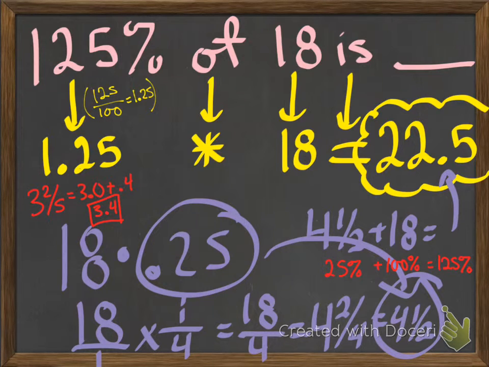We can do the same idea with percentages. 100% plus 25% is 125%. So you can break it up, and that makes doing the mental math a little bit easier.